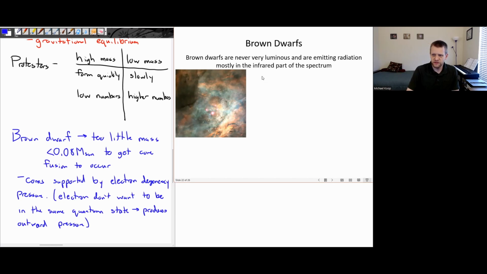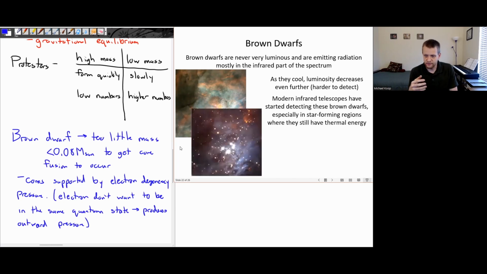And most of this energy, if these are relatively low temperature objects, most of their light is going to be given off in the infrared part of the spectrum. So if we change this to looking at an infrared image of the object, we see there are way more brown dwarfs there than we might have originally expected.